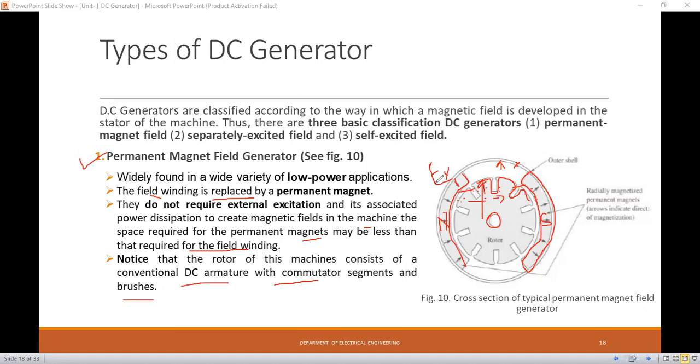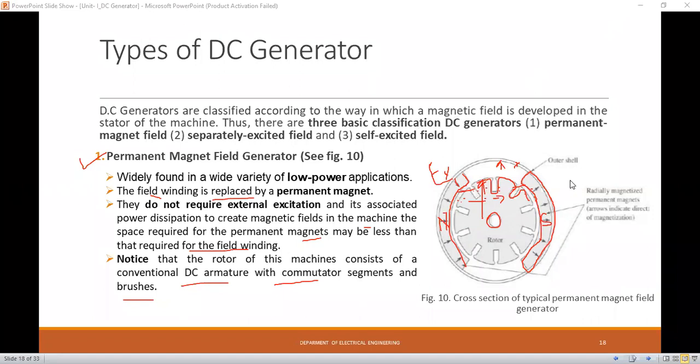Okay, so this rotor part is similar to other types of conventional DC machine. The same type of armature, or the same type of rotor, is here also, with commutator segments present and brushes also present. So this is the first type, the permanent magnet type of DC generator.